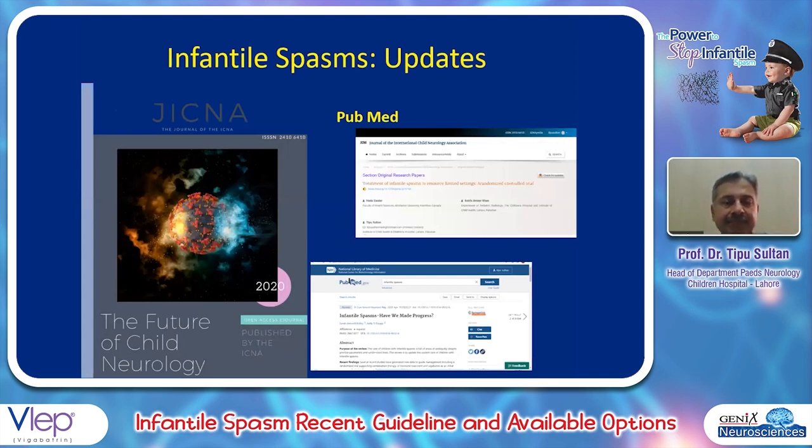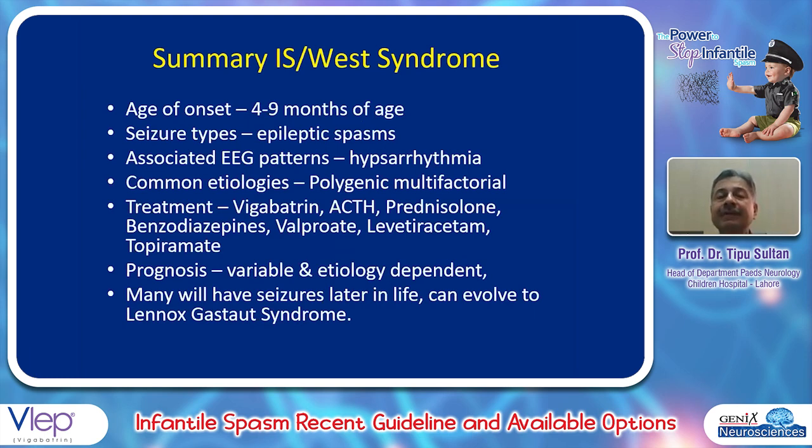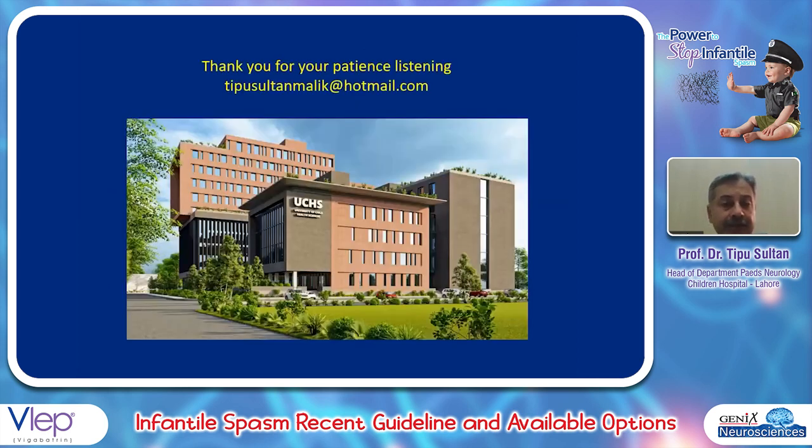So I will summarize this infantile spasm presentation in a few words. It's quite common in countries like Pakistan. The commonest age group is the first year of life, with epileptic spasm as the clinical presentation, and EEG always shows hypsarrhythmia or modified hypsarrhythmia. It's a polygenic multifactorial problem per se, and the treatment of choice is vigabatrin, steroids, and ACTH along with benzodiazepines and levetiracetam. Prognosis is variable from patient to patient, and this is the recently approved, inaugurated University of Child Health Sciences and the Children's Hospital.